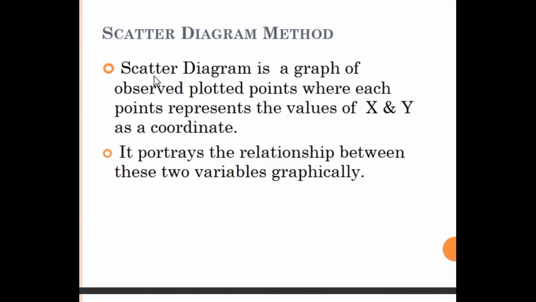In the graphic method, the scatter diagram is a graph of observed plotted points. If I define it in a simple way, the scatter diagram is one of the non-mathematical methods to find the correlation by using the graph, and whatever the observed data are, they are to be plotted as points in the graph sheet. Then find whether there is any relationship between the variables or not.